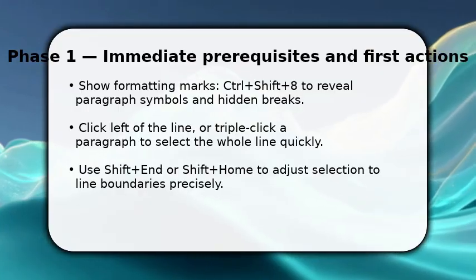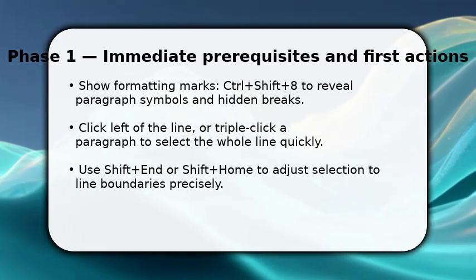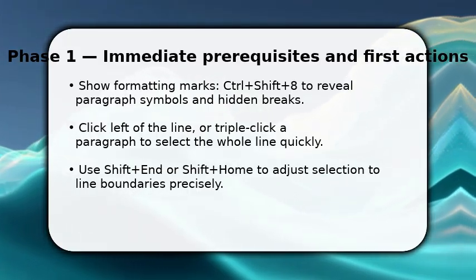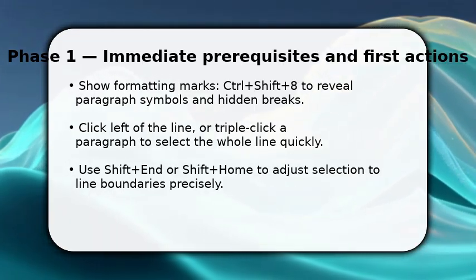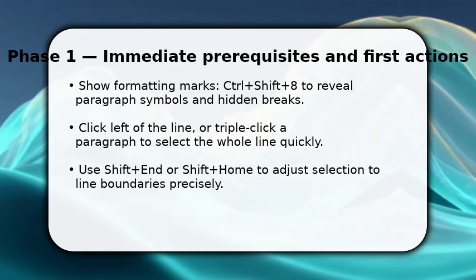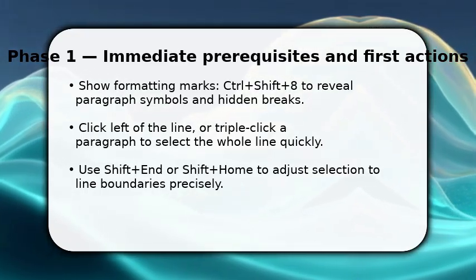You begin by revealing what Word hides. Press Ctrl plus Shift plus 8 to show paragraph marks and hidden breaks so you can see why a line exists. Once visible, click in the left margin next to the text or triple-click the paragraph to select the entire line. This ensures you remove the exact element.